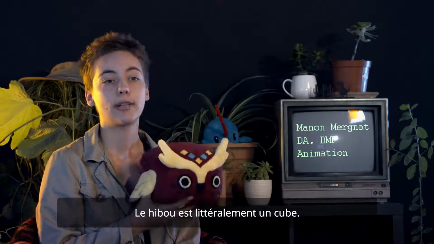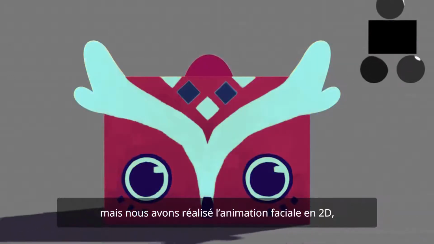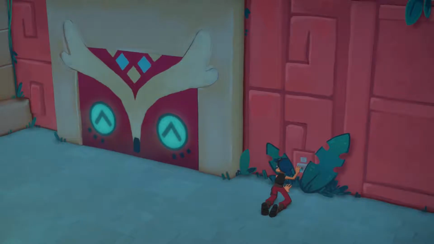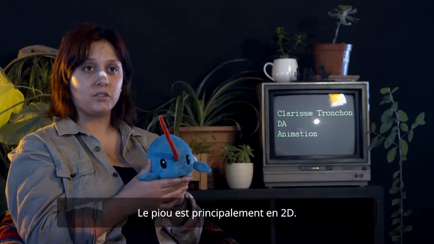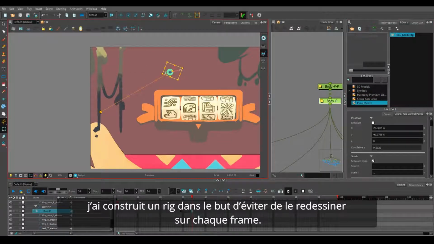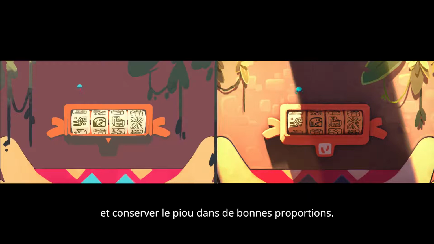The owl is literally a cube. The obvious choice was to make it in 3D, but we did the facial animation in 2D directly in the texture. The peewee is mostly in 2D. I built a rig to avoid drawing it on each frame. We use 3D only to generate shadows and keep the peewee in proper scale.